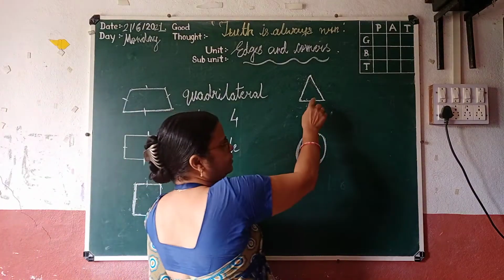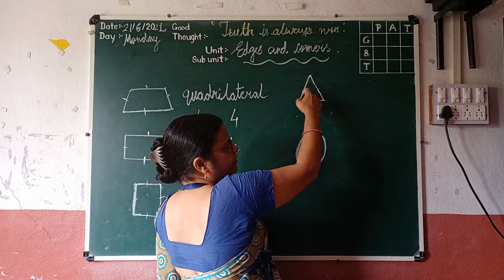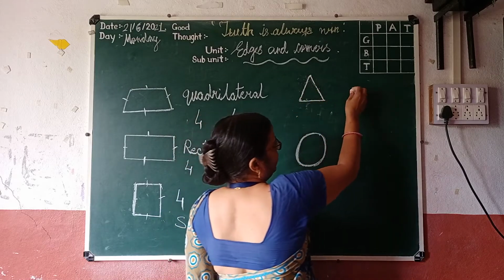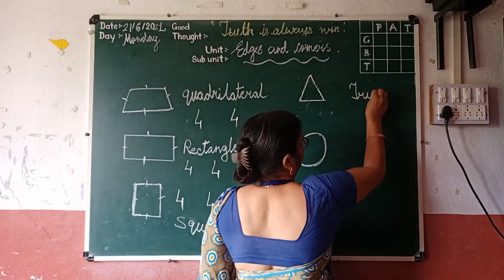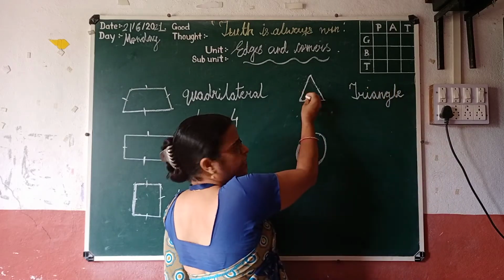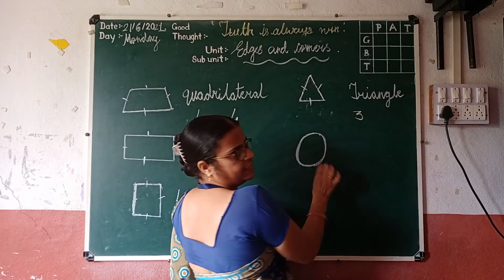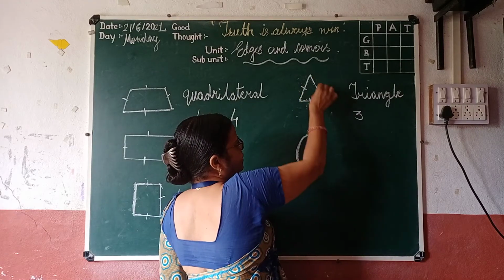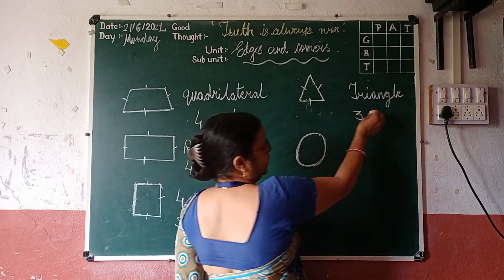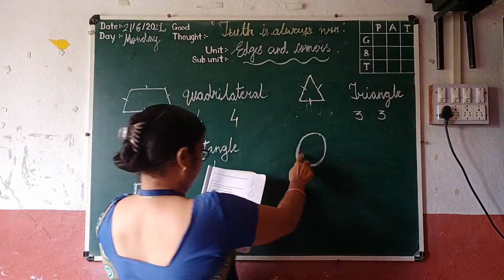So what is this? Student, you know it very well. These are triangles. So how many edges are there? 1, 2, 3. How many edges are there? 3 edges. And corners 1, 2, 3. There are 3 corners.